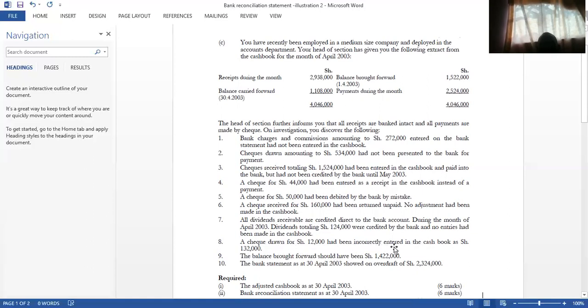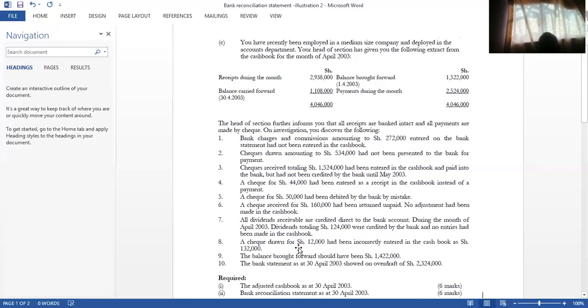This is another error that has occurred in the cash book, whereby this check, instead of being written as 12,000, and remember it is drawn. Drawn here means that it is a payment. It was entered in the cash book as 132,000. This is an overpayment. Because it is an overpayment, we shall cancel that overpayment.